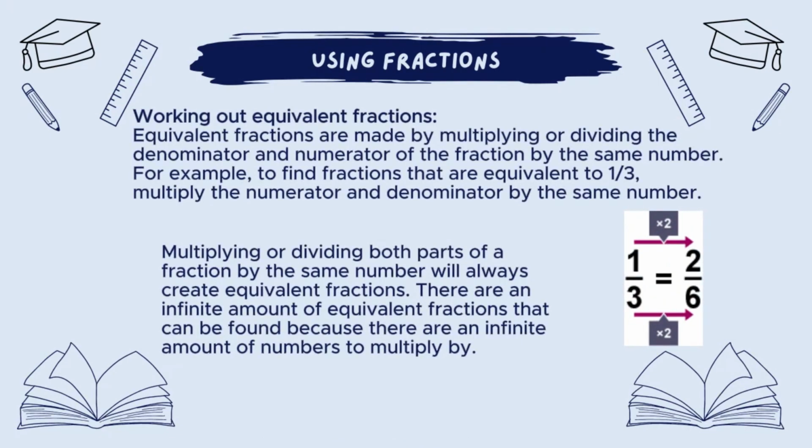Working out equivalent fractions. Equivalent fractions are made by multiplying or dividing the denominator and numerator of the fraction by the same number. For example, to find fractions that are equivalent to 1/3, multiply the numerator and denominator by the same number. Multiplying or dividing both parts of a fraction by the same number will always create equivalent fractions. There are an infinite amount of equivalent fractions that can be found because there are an infinite amount of numbers to multiply by.